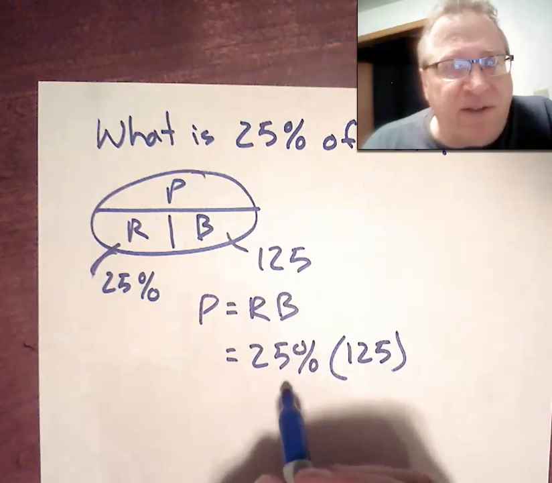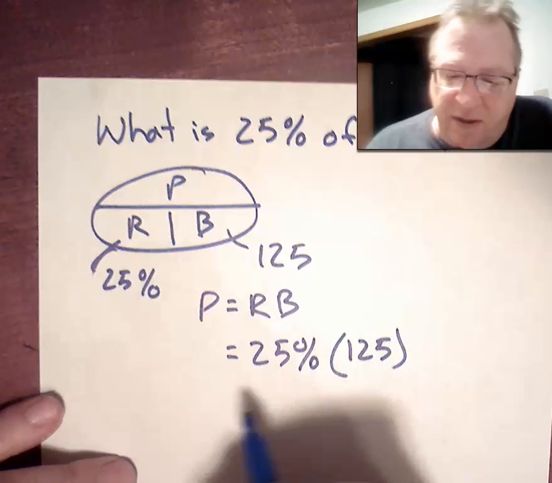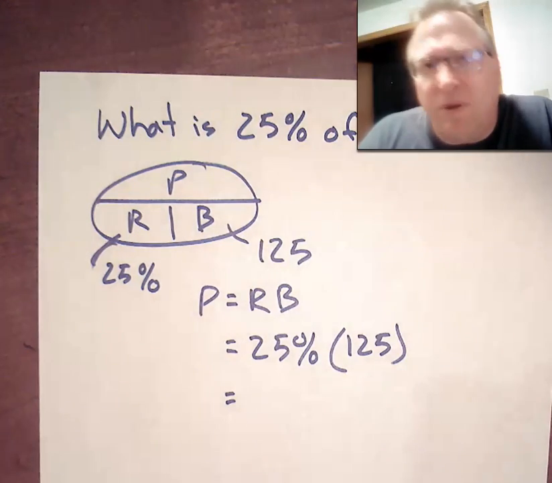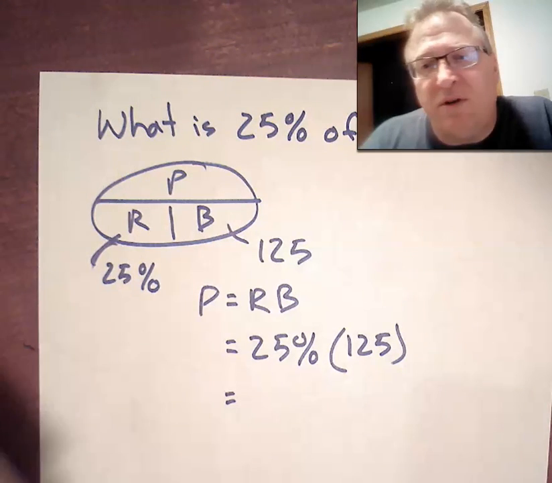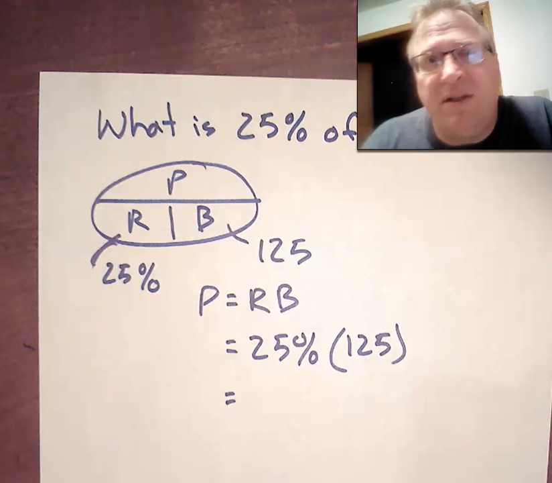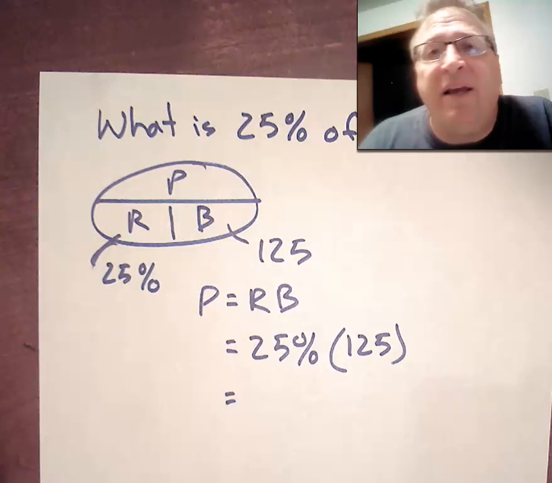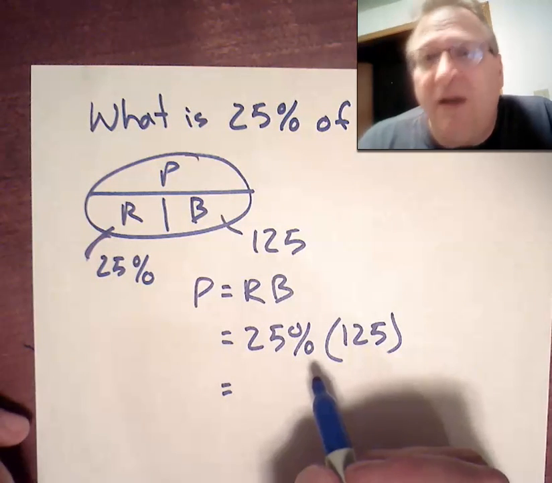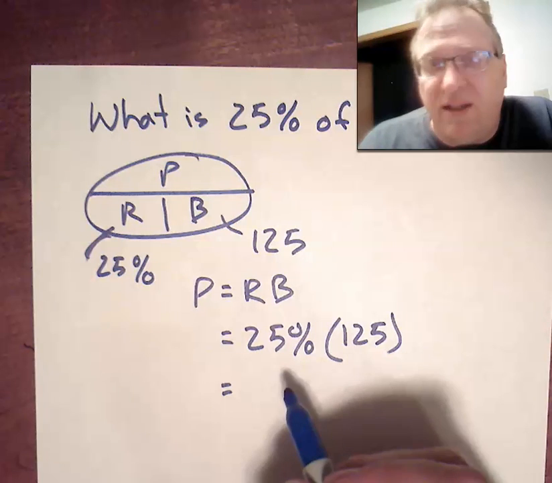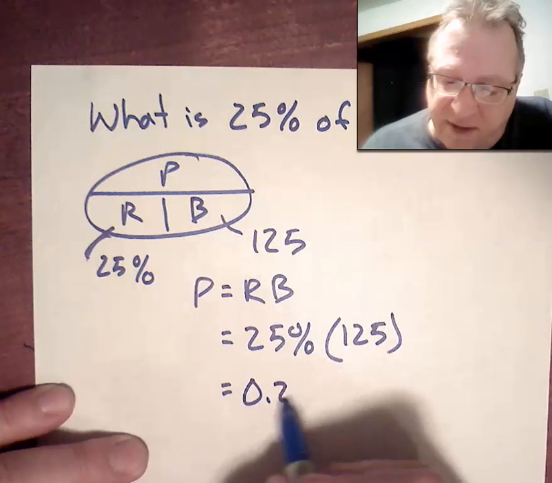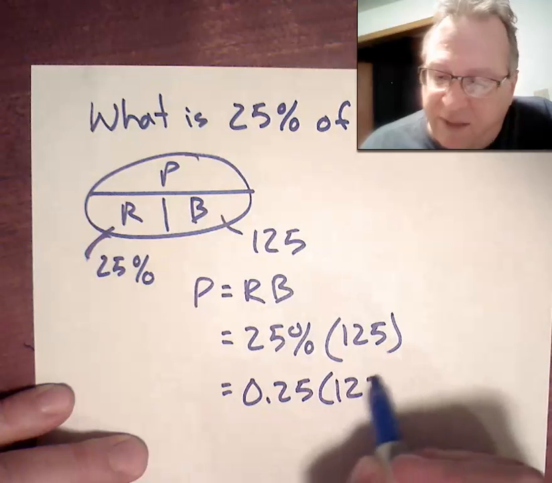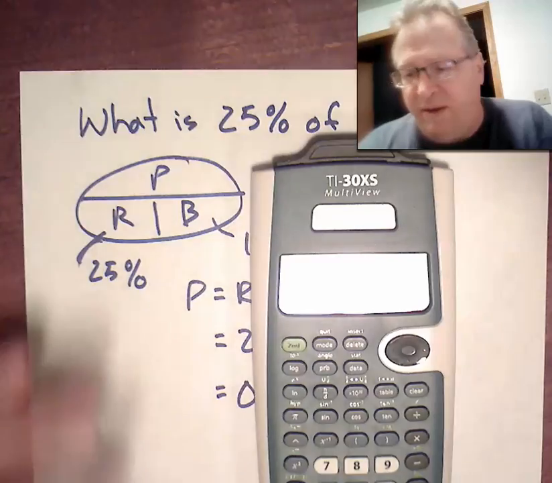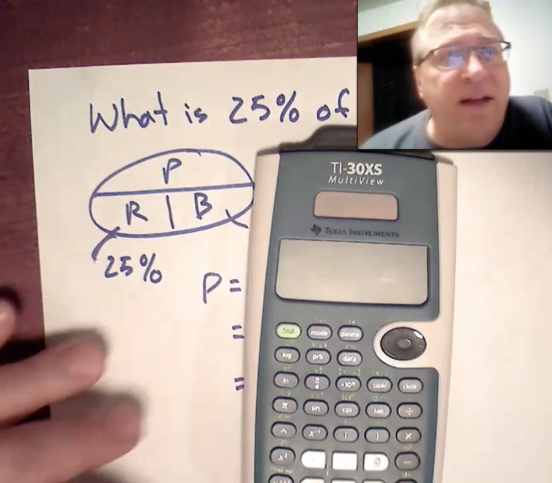However, that 25% is going to cause trouble, so I'm going to convert that, because as I said in an earlier video, we want to convert all percents to the decimal version for making calculations. So I know I have to divide this percent by 100 or move 2 decimal places to the left, and I'll do that. That's 0.25 times 125.